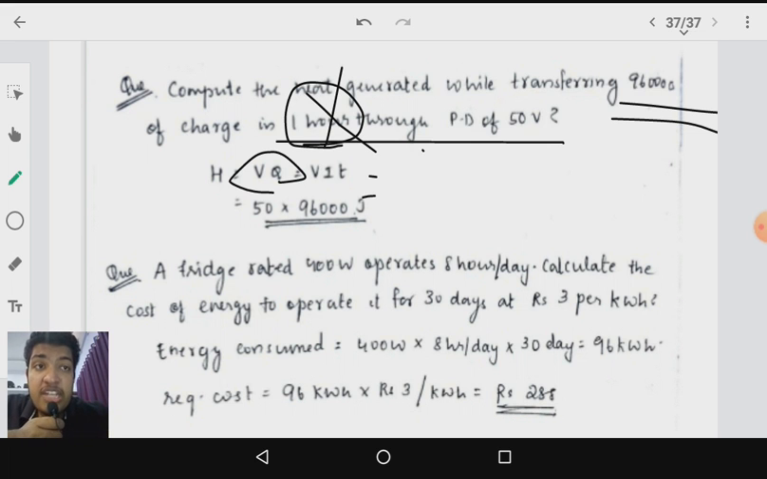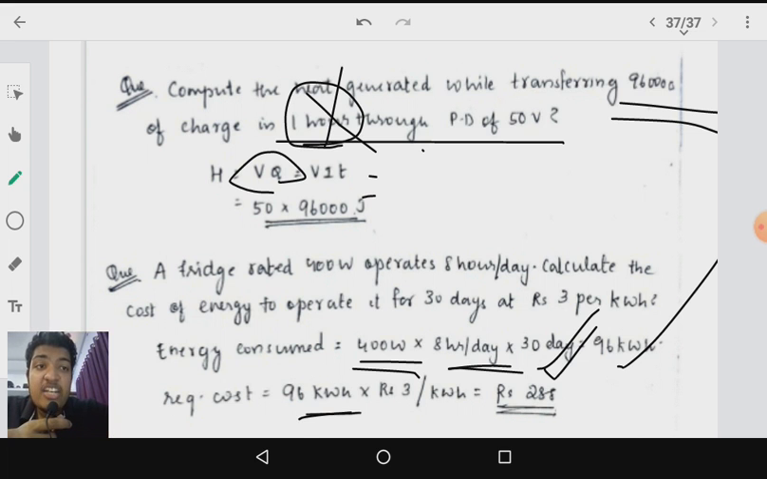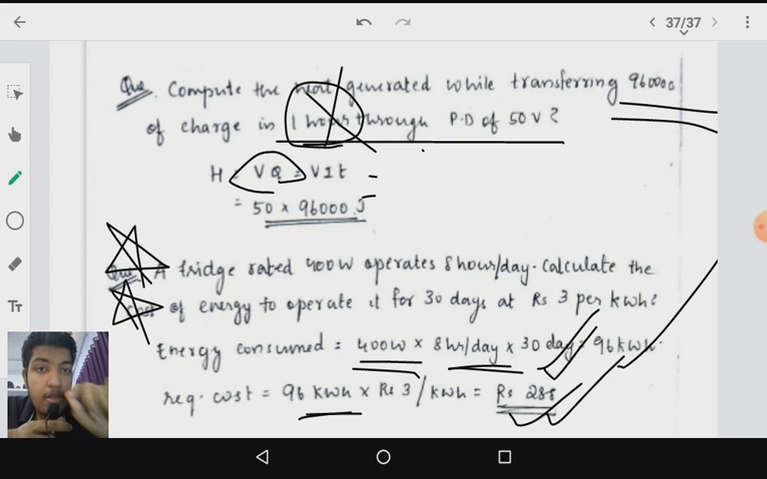Next, a fridge rated 400 watt operates 8 hours per day. Calculate the cost of energy to operate it for 30 days at rupees 3 per kilowatt hour. So the energy consumed is equal to 400 watts into 8 hours per day into, since a month is asked, 30 days. That comes out to be 96 kilowatt hour. Now what is the required cost? The required cost is 96 kilowatt hour into rupees 3 for 1 kilowatt hour. So it is coming out to be rupees 288. This is an applied question, and this is also an important question for the board examination.